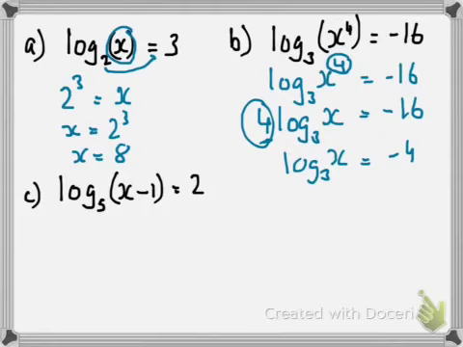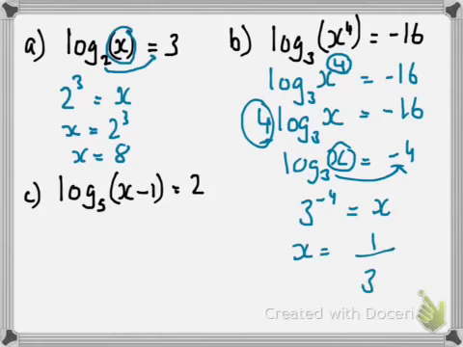Then convert to index form. So 3 to the power of negative 4 equals x. X equals 1 over 3 to the power of 4. X equals 1 on 81. And we're done.